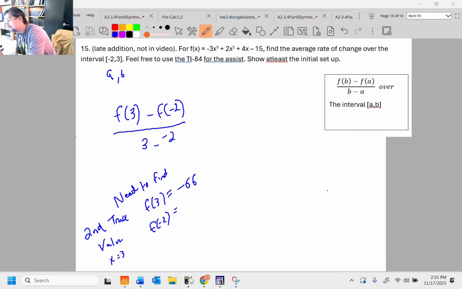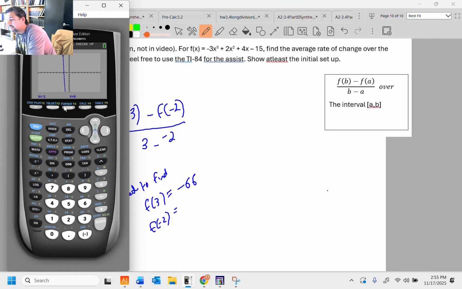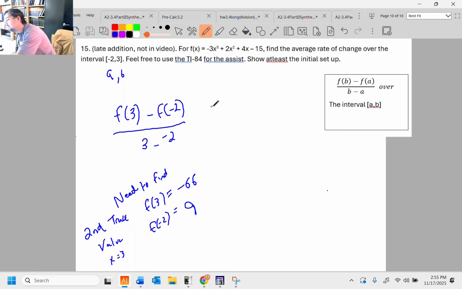Okay, I also have to find f of -2. Second trace value again. This time x is -2, and it's going to be a whole number. And it is 9. Looking at the y value, it is 9. So f of 3 was -66. I'm supposed to take away f of -2, which is 9. And of course, 3 take away -2 is 5. And God love you if you can't handle -66 minus 9.